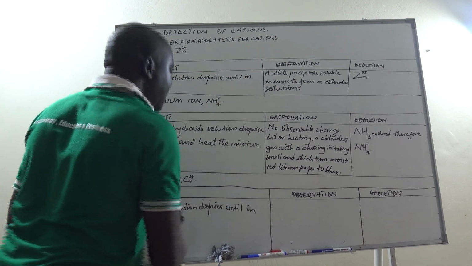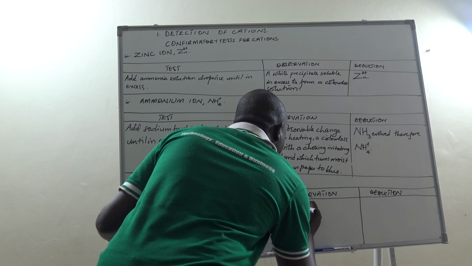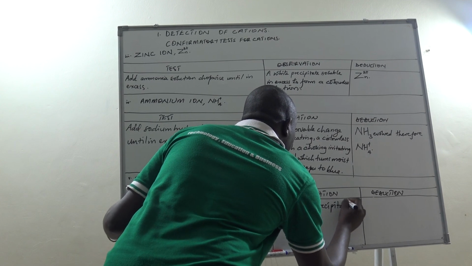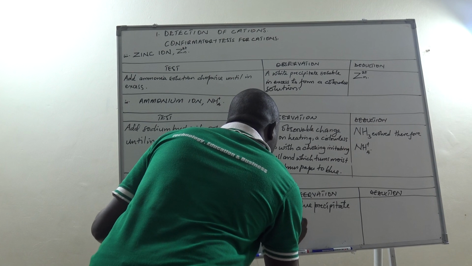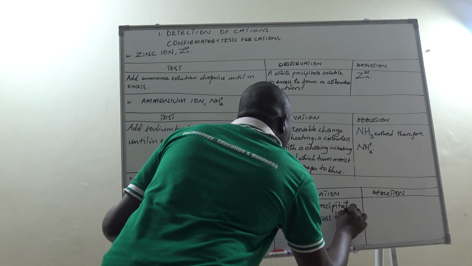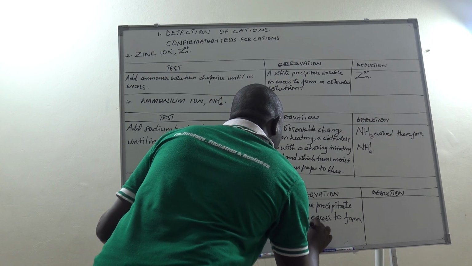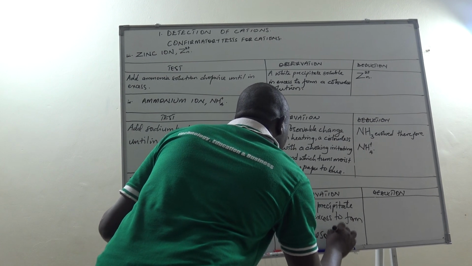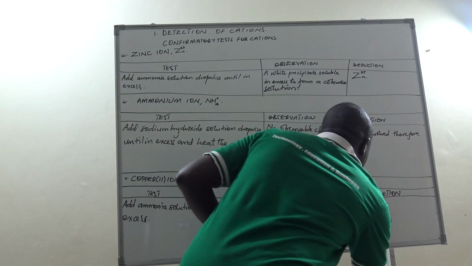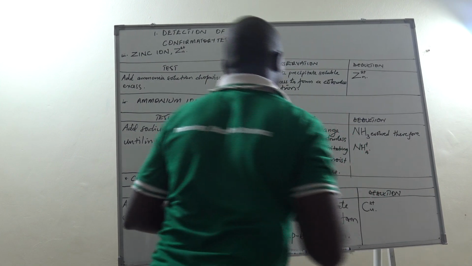Our distinct observation here is a pale blue precipitate, soluble in excess to form a deep blue solution. And this here is an indicator of the presence of copper II ions.